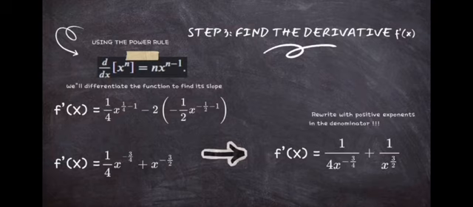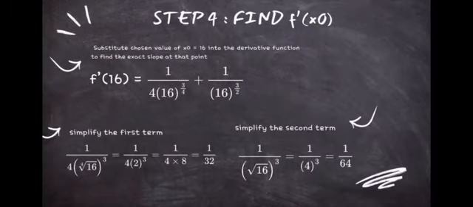And finally, we rewrite this with positive exponents in the denominator to make evaluating easier, which gives us f prime of x equals 1 over 4x to the 3/4 plus 1 over x to the 3/2. Moving to step number 4, find f prime of x0. Substitute our chosen value x0 equals 16 into the derivative function to find the exact slope at that point. This sets up our equation: f prime of 16 equals 1 over 4 times 16 to the power of 3/4 plus 1 over 16 to the power of 3/2.